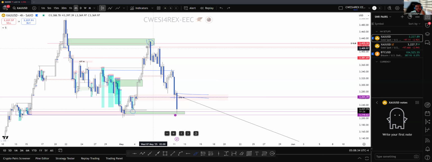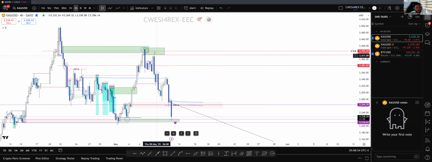So we have this breakout over here, and then price pulled back into this sell zone over here. Okay. So we have this sell zone confirmed over here. Right. So price tapped and then it sold again.